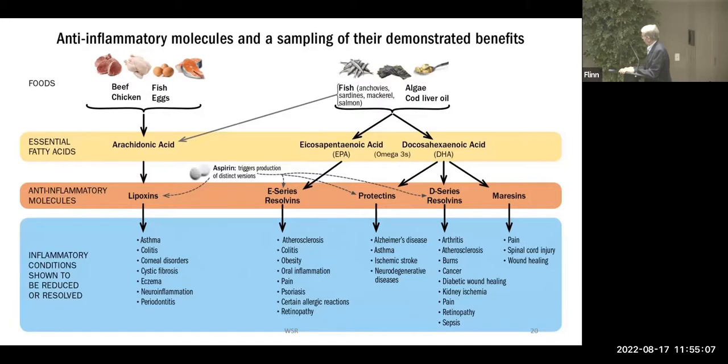Asthma, colitis, corneal disorders, cystic fibrosis, eczema, neuroinflammation, periodontitis. The E series resolvins: atherosclerosis, colitis, obesity, oral inflammation, pain, psoriasis, allergic reactions, and retinopathy. Protectins: Alzheimer's, asthma, ischemic stroke, neurodegenerative disease. D series resolvins, all of these, and maresins: pain, spinal cord injury, and wound healing. So without omega-3s, you don't get the SPMs, and without the SPMs, you don't get resolution of chronic inflammation.